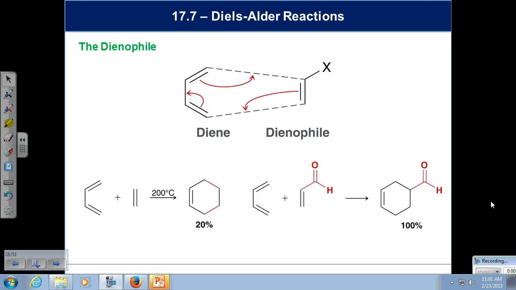On the bottom, you can see here that activating the system with an electron withdrawing group makes a big difference. On the left, you have very high temperatures and you get a low yield. On the right, you get a very high yield at room temperature or around there. And that's because, as I'll show you in a second, of the orbitals involved in the interactions that make these molecules come closer together when you put the electron withdrawing group on there.